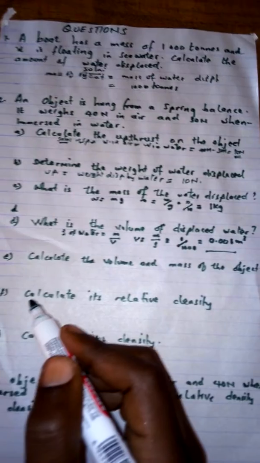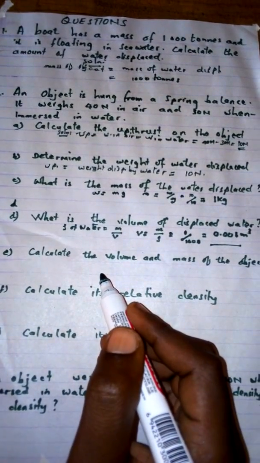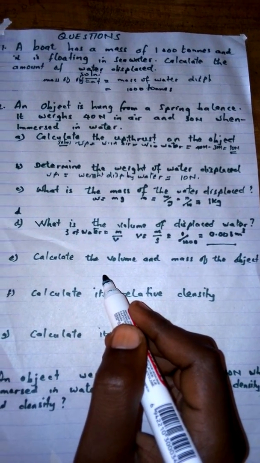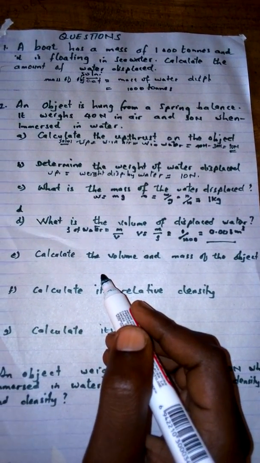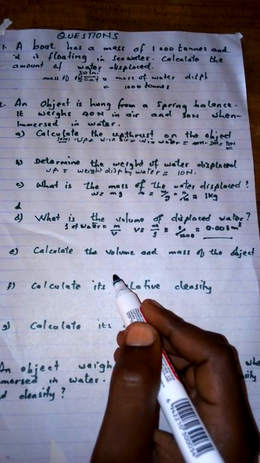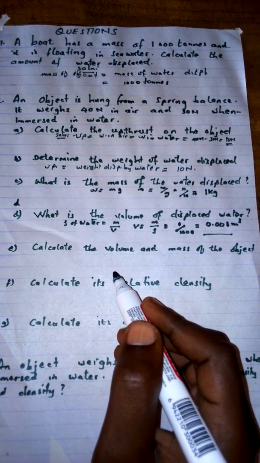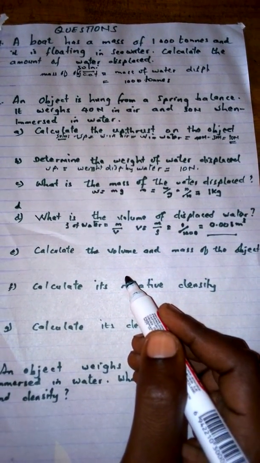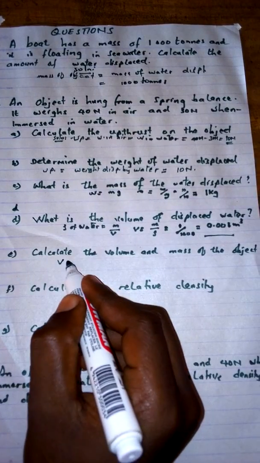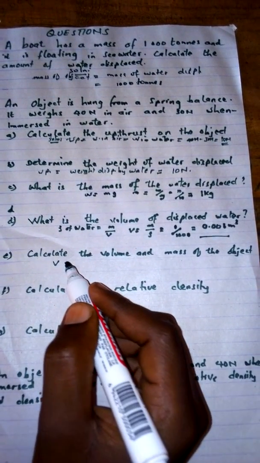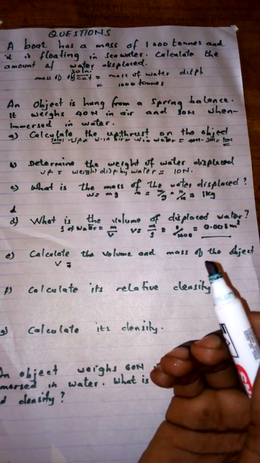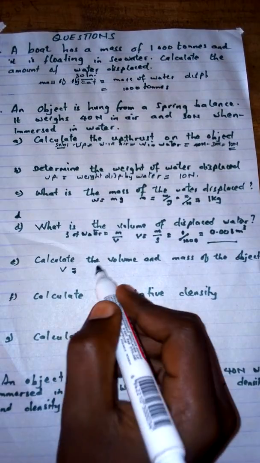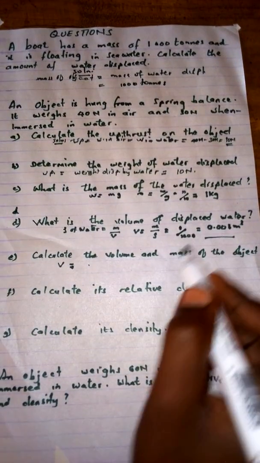Remember that the volume of the object is equal to the volume of the water displaced. We have said this in the other video. And also we said that the mass of the object is equal to the mass of the water displaced. So we have already calculated the volume of the water displaced. So the volume of water displaced is the same as the volume of the object. So the volume now here will be the same like this.